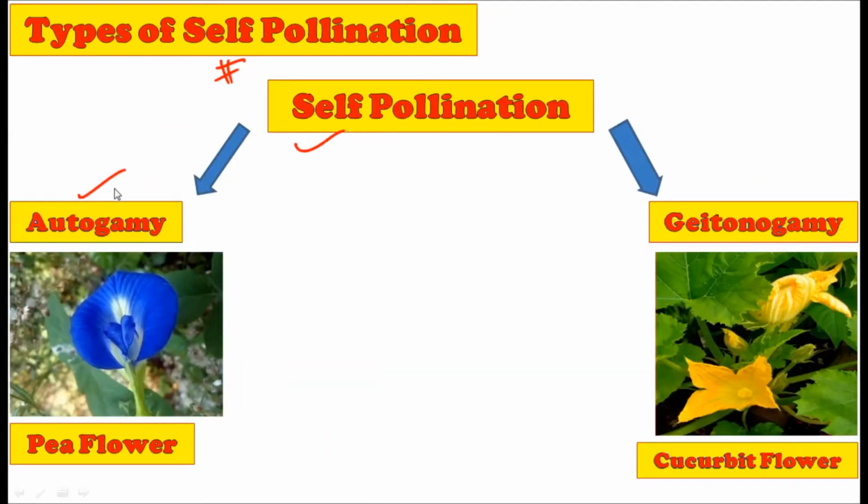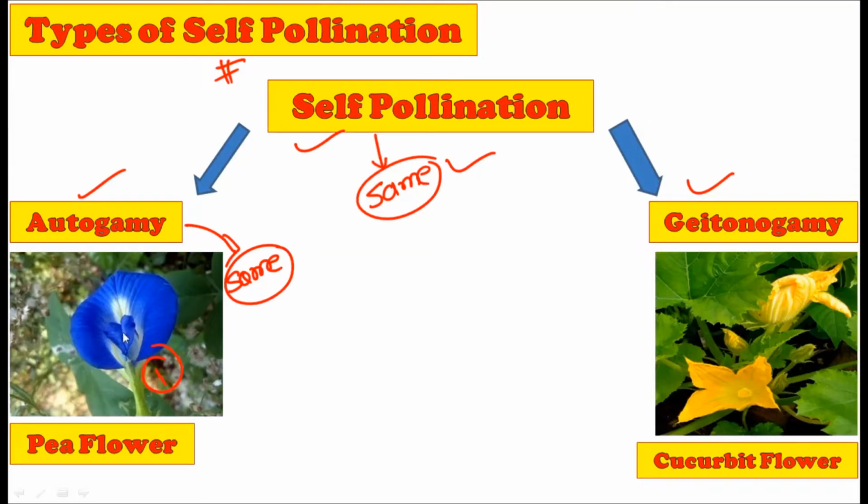Now self-pollination can be divided into autogamy and deuterogamy. As we know, self-pollination is the transfer of pollen grains from anther to the stigma of the same flower. Then in autogamy, what happens? Autogamy may be defined as the transferring of pollen grains from anther to the stigma of the same flower. That is, there is only one flower, and in that flower we have both androecium and gynoecium. We call it a bisexual flower. This bisexual flower, which possesses both the sexes on the same flower, transfers the pollen grain from anther to the stigma of the same flower.